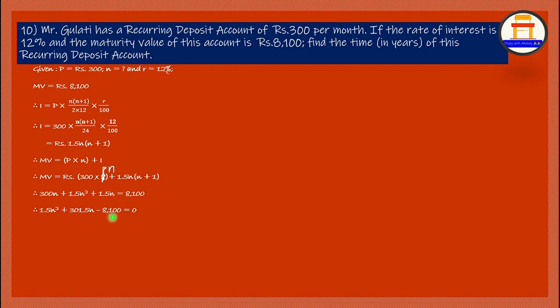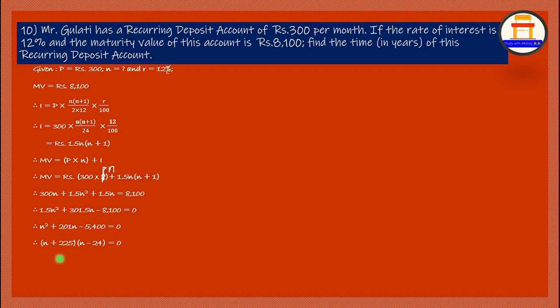Now again we can take 1.5 common in all the terms. Upon simplification we get n square plus 201 n minus 5400 equals 0. So let's do splitting the middle term, or factorization, or the formula method. If you're aware of the formula method, you can do that also.